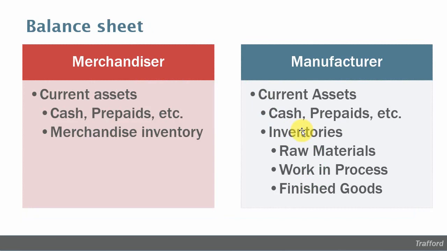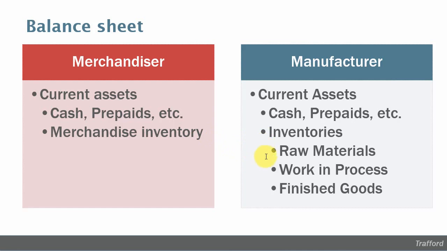One difference between the balance sheet of a merchandiser and a manufacturer is the number of inventory accounts that they have. A merchandiser usually just has one account called merchandise inventory, and it holds the cost paid, the dollar amount paid for merchandise. As the merchandiser sells that inventory, it comes out of inventory and it goes to cost of goods sold.